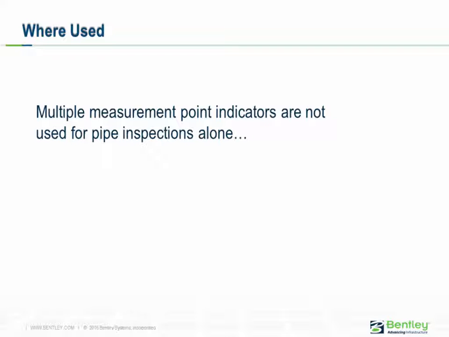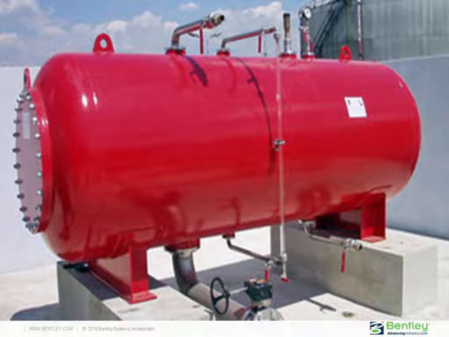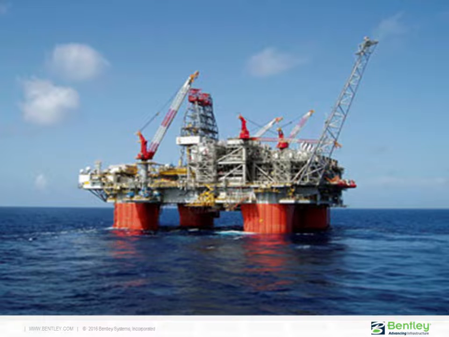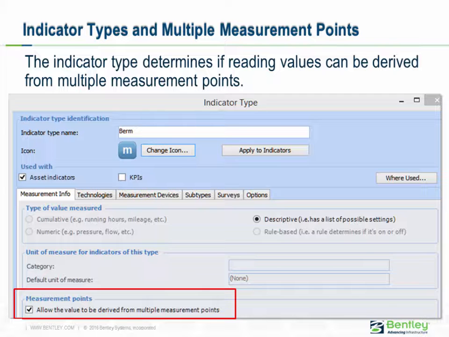As stated, multiple measurement point indicators are not used for pipe inspections alone. They may be used for pressure vessels, above-ground storage tanks, and sometimes assets that are not nearby, such as offshore drilling rigs and their associated assets. To set up and use indicators with multiple measurement points, this feature must be enabled on the indicator type. Only numeric and descriptive indicators can have multiple measurement points.